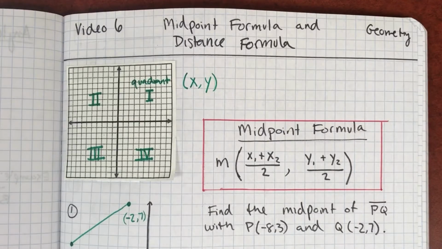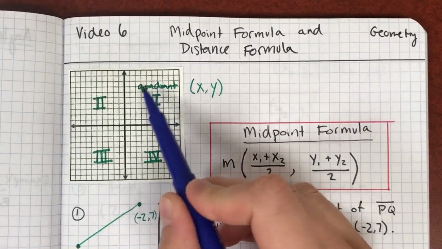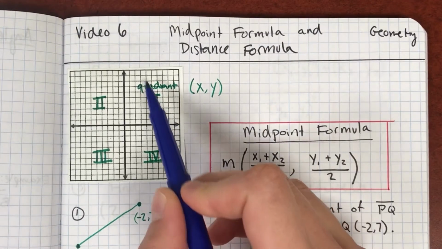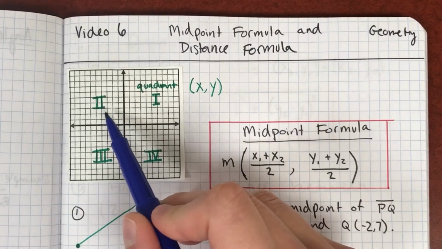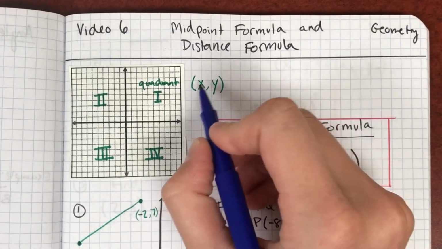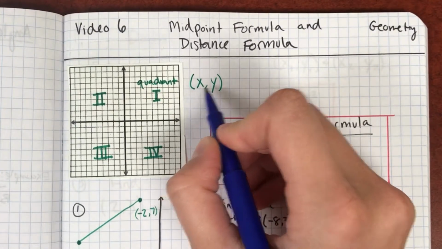All right, this is video 6 for geometry. We're going to be going over the midpoint formula and the distance formula. So just as a review of our quadrants, our top right-hand corner is quadrant 1, and then we go counterclockwise. So we've got quadrant 2, 3, and 4. And just another reminder, when we write an ordered pair, we write it as x, y.